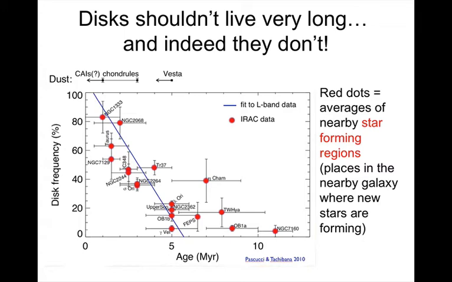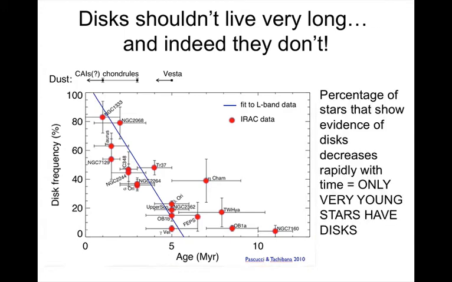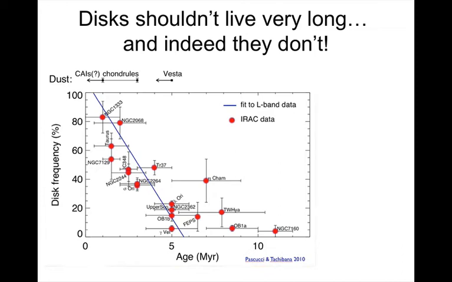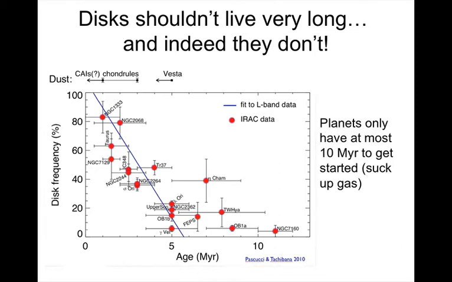So the idea is that these disks don't last very long. They last on the order of 5 to 10 million years, which is not long in universal time, in astronomical time. So disks don't live very long, is the takeaway there. The percentage of stars that show evidence of disks decreases rapidly with time, which means only very young stars have disks. And planets have at most 10 million years to get started.